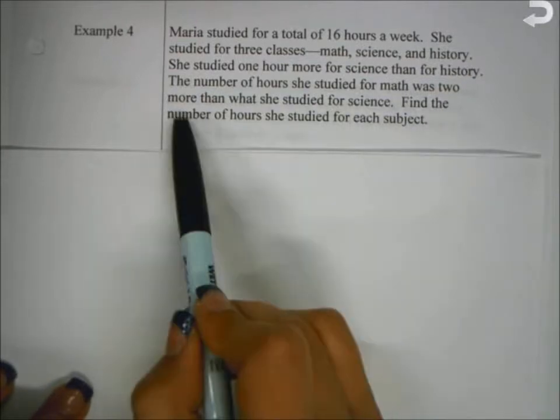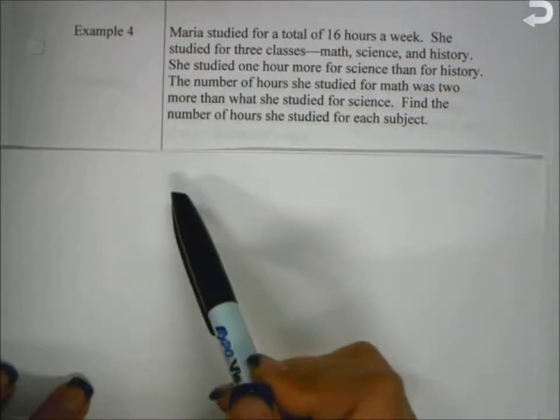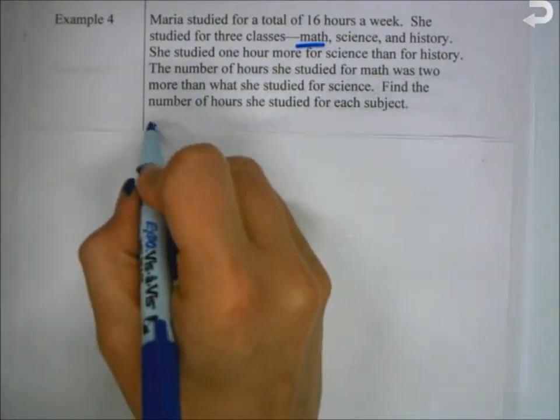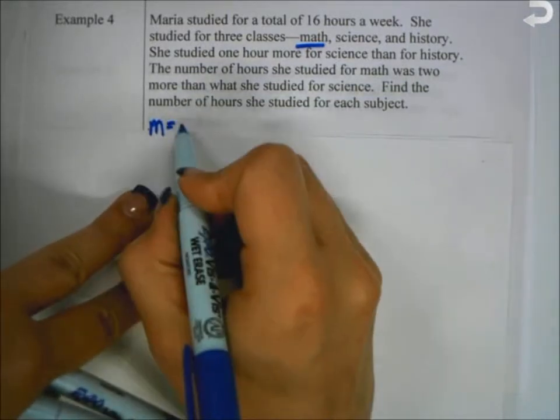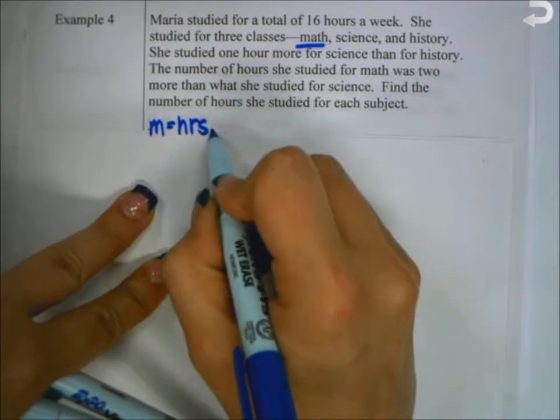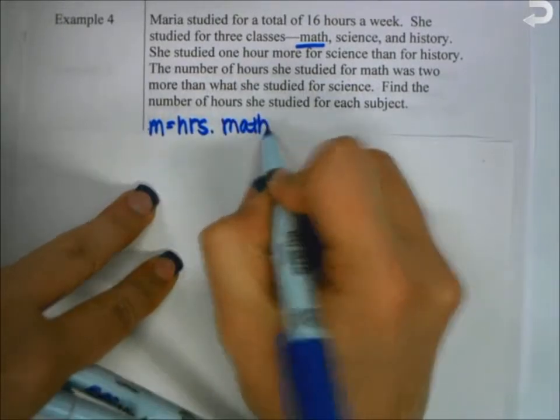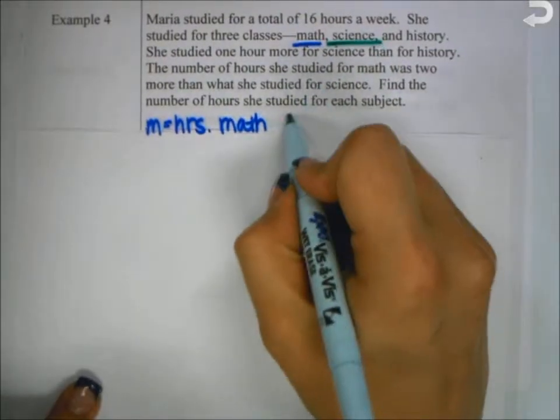Okay, so this one is very similar to the last one, so if you were a little confused on the last one, we should maybe get it a little bit better this time. So what I'm going to do is, first thing, I'm going to assign a variable for each subject. Math is going to be M, so M is the hours for math. Science is going to be S, so S is the number of hours she studied science. And we'll let H be history.